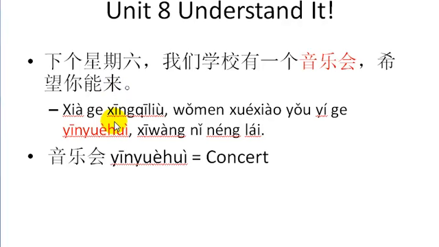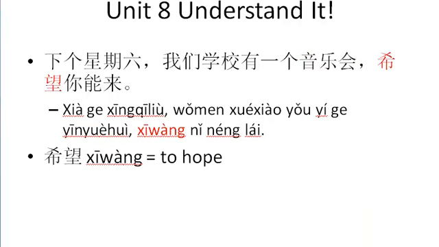So 音乐会. So 音乐, you know, is music. And 会 is like a meeting or a conference or a concert. So you put this 会 on the end of 音乐 and you come up with concert, a music concert. 音乐会. Next we have 希望. First tone, fourth tone. 希望 means to hope. I hope. 希望.